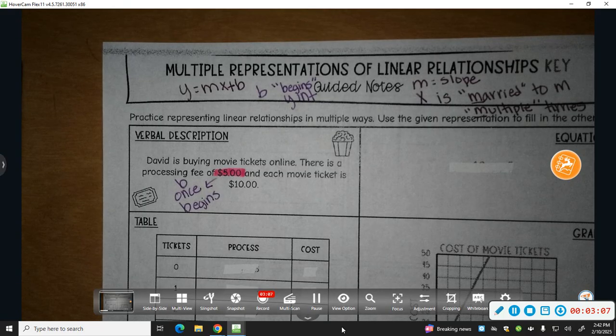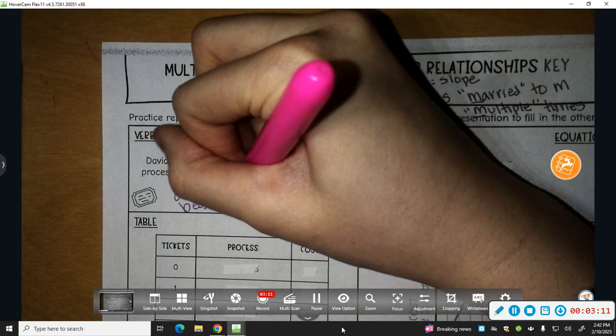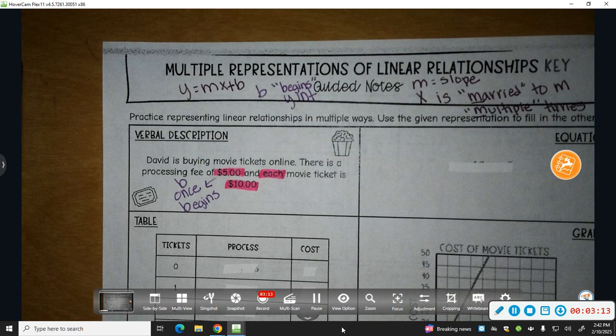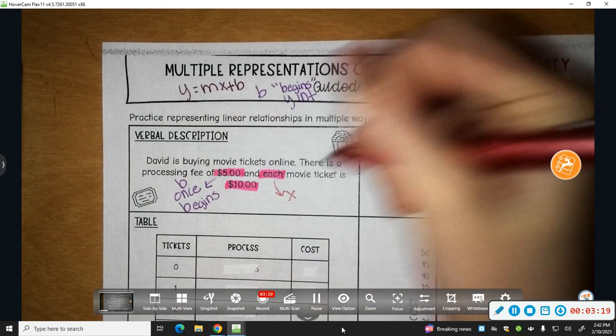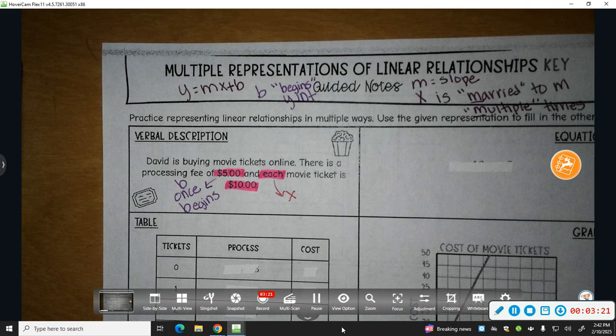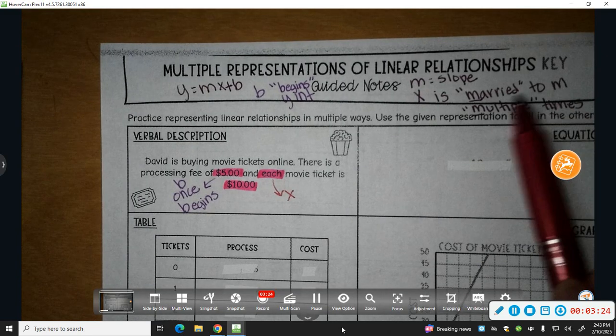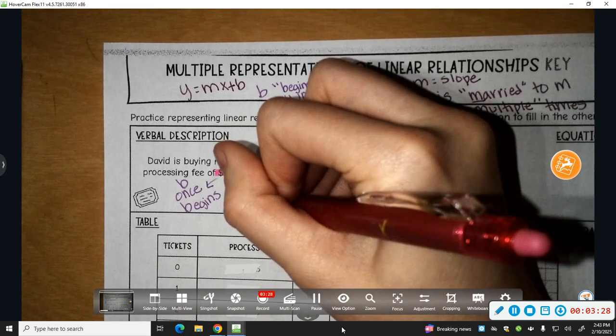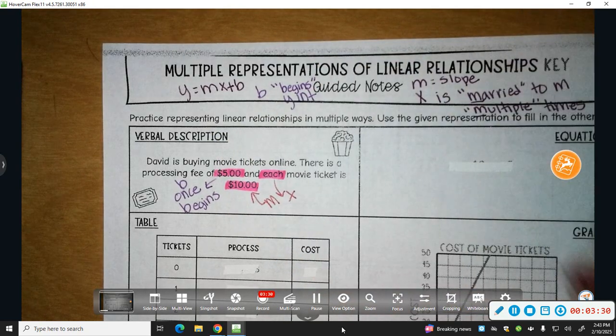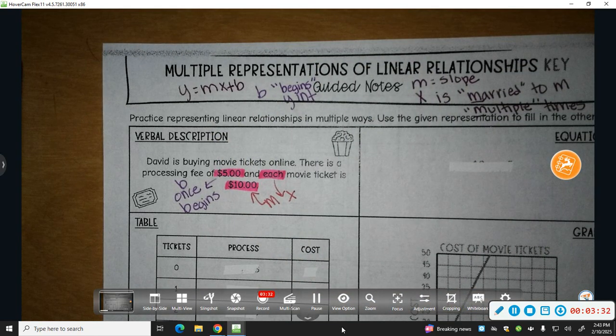Okay, then I have that each time that he buys a movie ticket, it's going to cost him $10. That word each is really important. When I see the word each, that tells me multiplication. It also tells me x. And I know that m is married to x. So I know that next to my x is where I'm going to put m, which is my $10. That's my slope. It's going to happen multiple times, each time he buys the ticket.